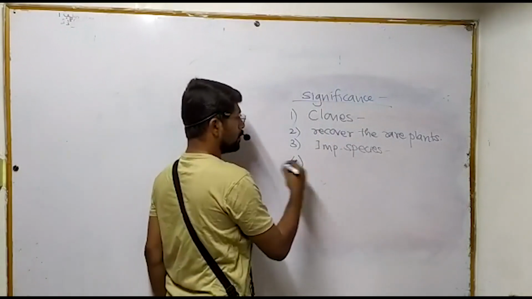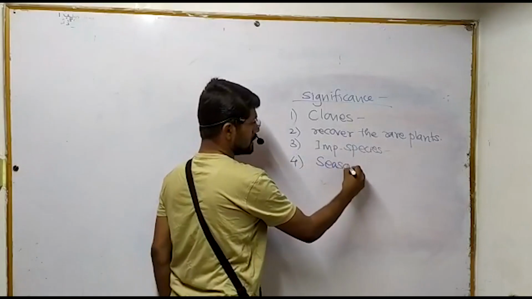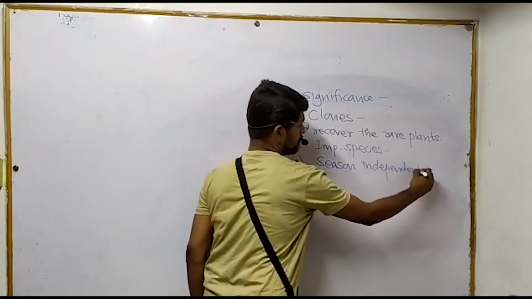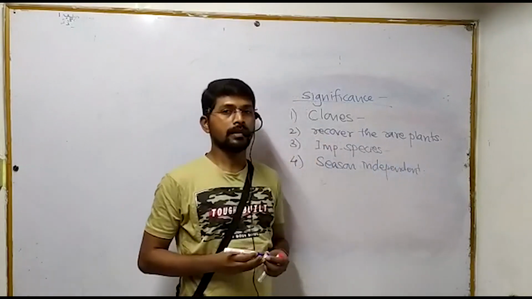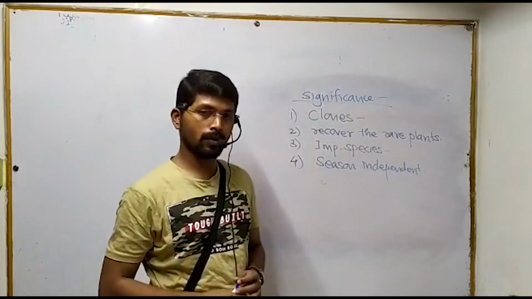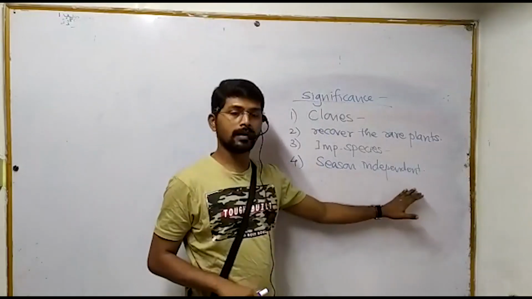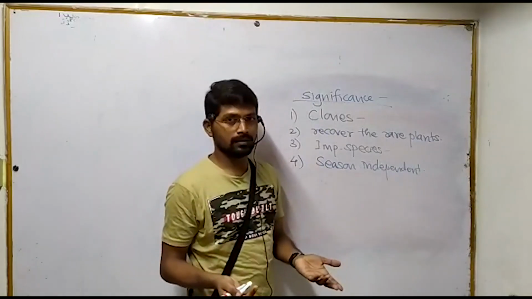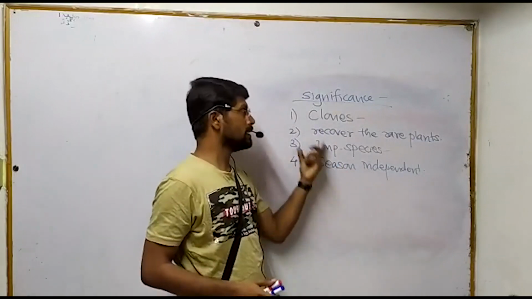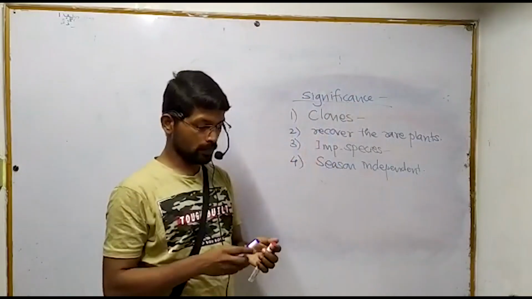Next one is that propagation is season independent. For example, there is no need to wait for a favorable season or a particular season for propagation. You can propagate the plantlet in any season. Therefore it is called a season independent process. That is an important significance of vegetative propagation.